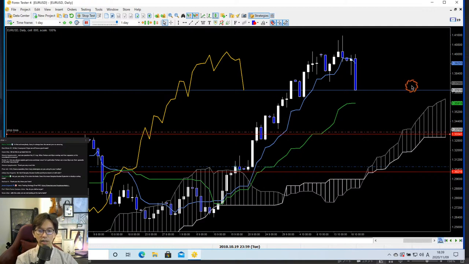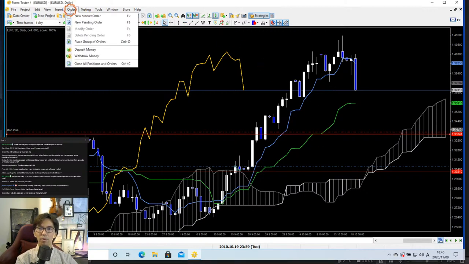With this order, we're not looking at the Kumo twist. We don't really look at the Kumo twist in this case. Simply at the Kumo breakout, I took a buy. So let me exit on this position with 640 pips of profit.